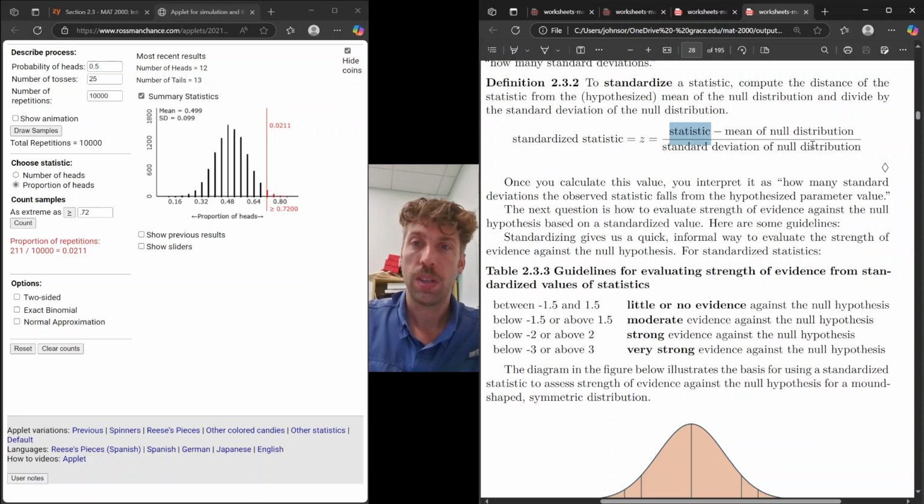This is the sort of thing you would do if you were changing units. For instance, if you're changing from Fahrenheit to Celsius, you'd have to do subtraction and then division, because they're centered at different places and they're spread out in different ways.